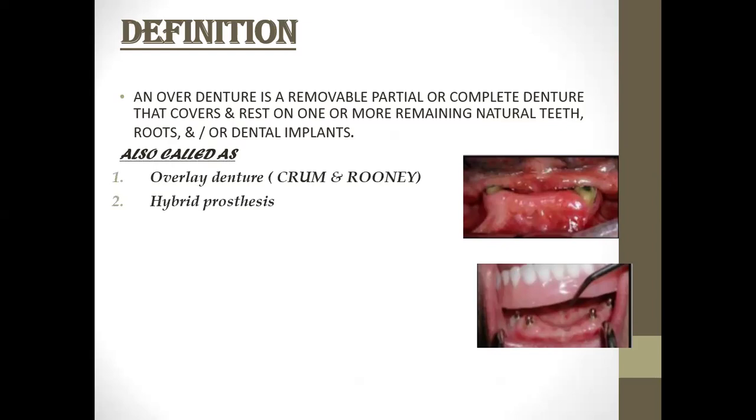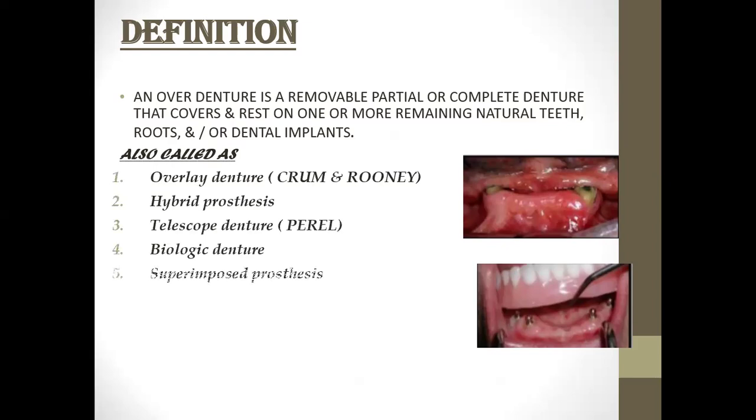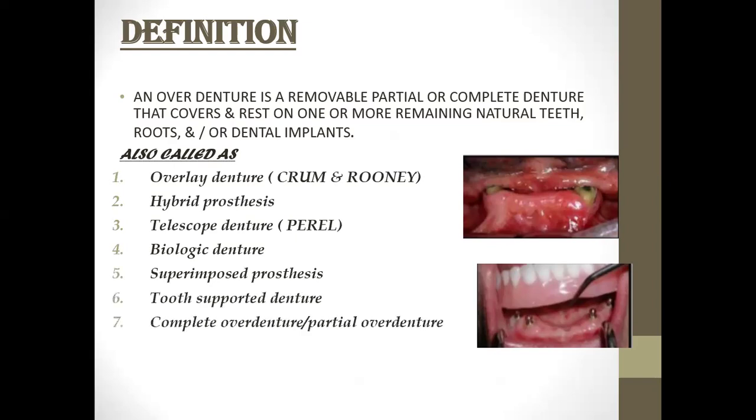There are certain other synonyms for this denture. We call them overlay denture, hybrid prosthesis, telescopic denture, biologic denture, superimposed prosthesis, tooth supported denture, and complete overdenture or partial overdenture. So all these are synonyms for overdentures.